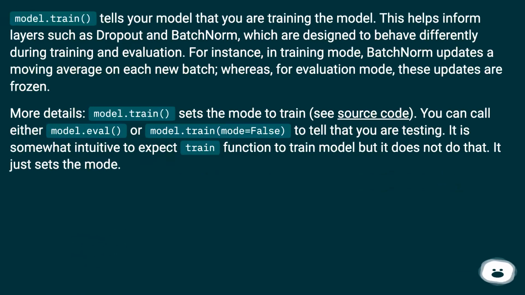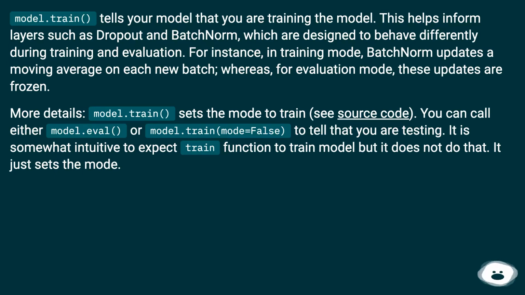model.train tells your model that you are training the model. This helps inform layers such as dropout and batch norm, which are designed to behave differently during training and evaluation. For instance, in training mode, batch norm updates a moving average on each new batch, whereas in evaluation mode, these updates are frozen.